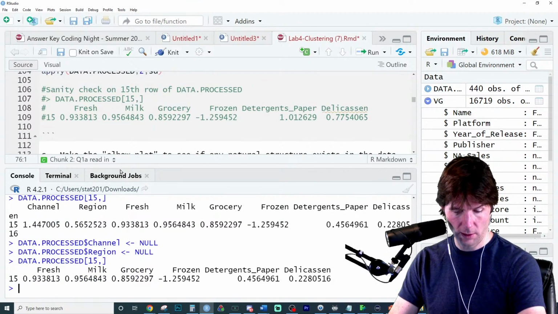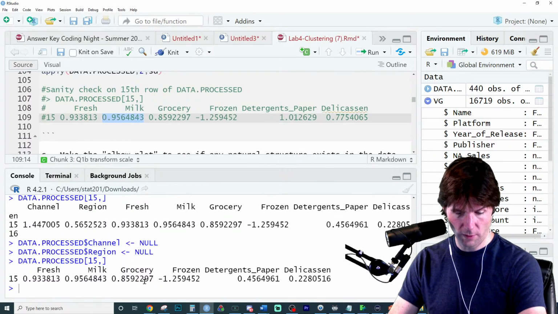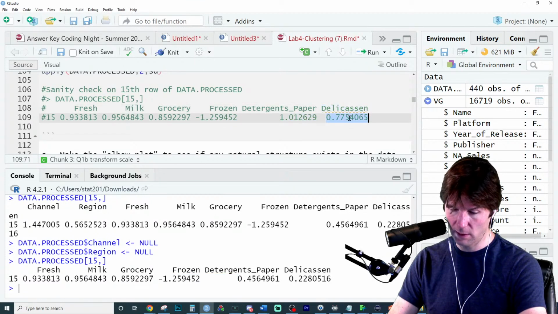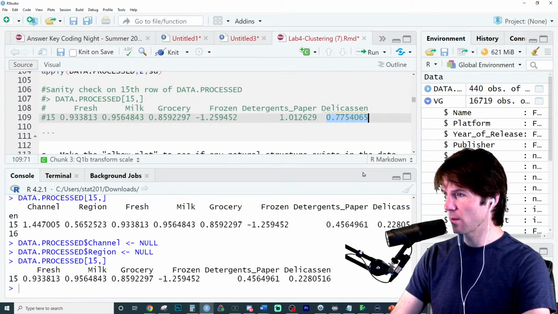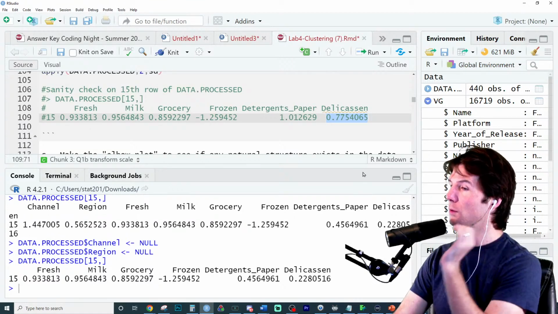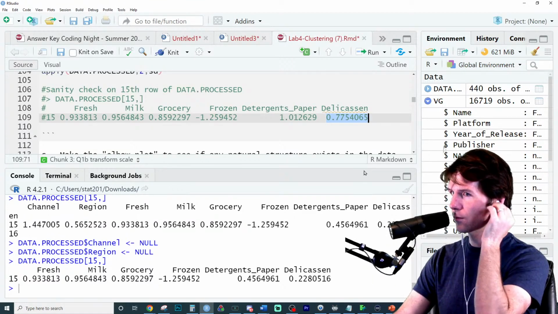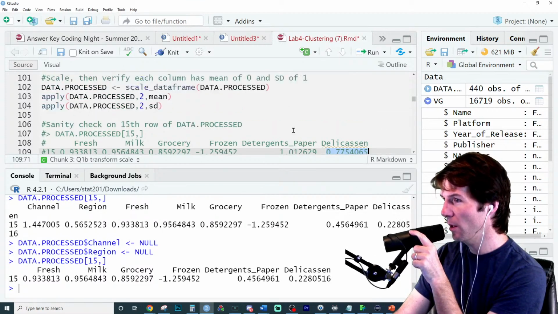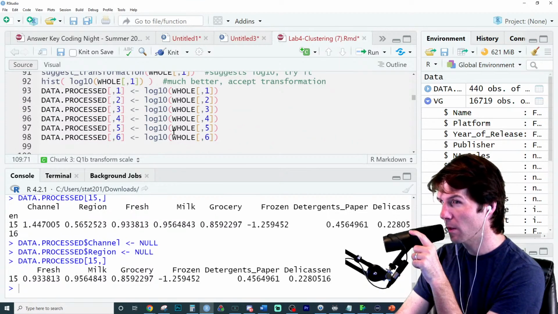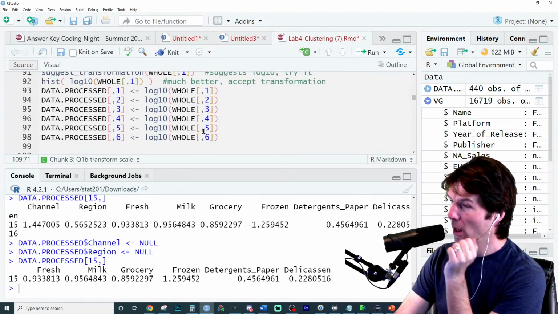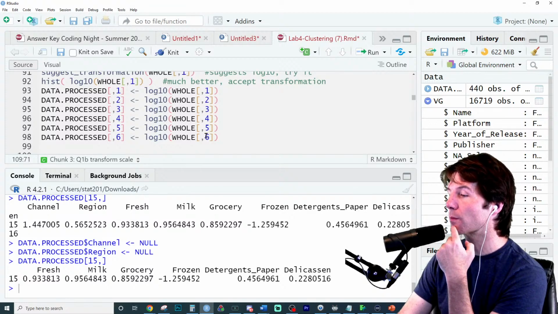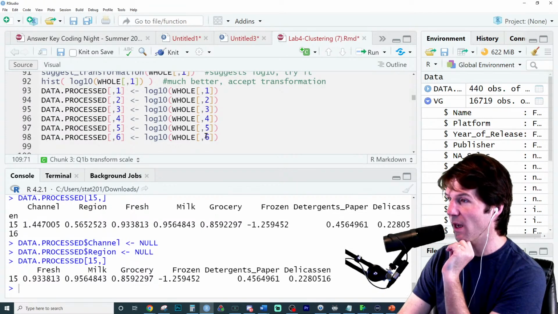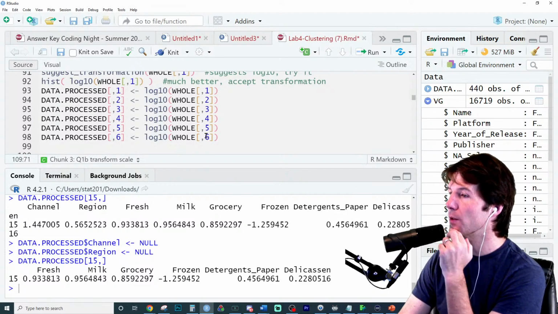Delicacy is not right. Milk is right. Groceries right. Frozen's right. Detergents and delicacies are not correct. Did we not change those? That's changed. Why didn't they change? Who knows for 100 points? Why did the last two not change?